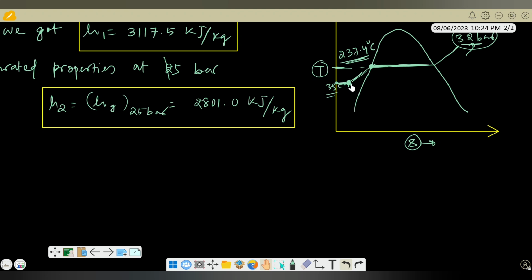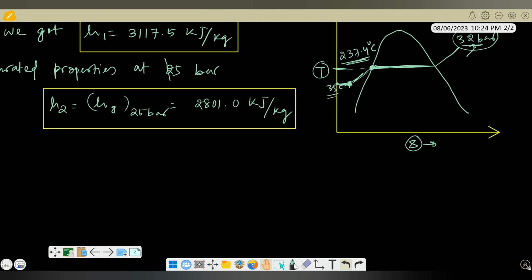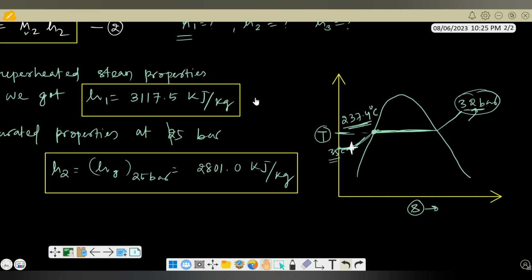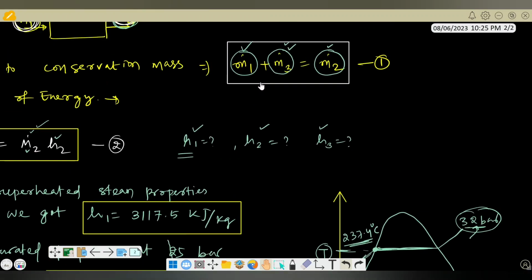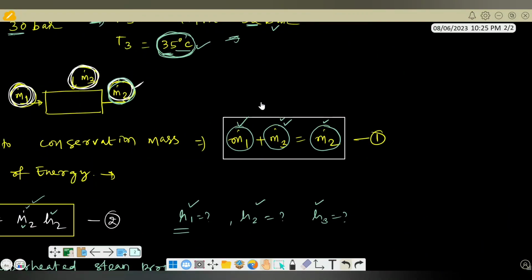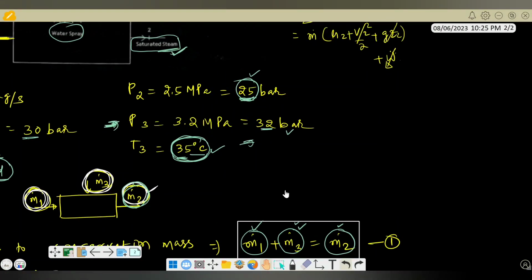I hope you can still see; let me use another clear color. So at this particular point, how much enthalpy do we want to find out? What is the final pressure right now? The pressure is decreasing, isn't it? The initial pressure was 32, and the final pressure is 25 bar, with saturation temperature. Corresponding to that, we have to find the value of enthalpy.